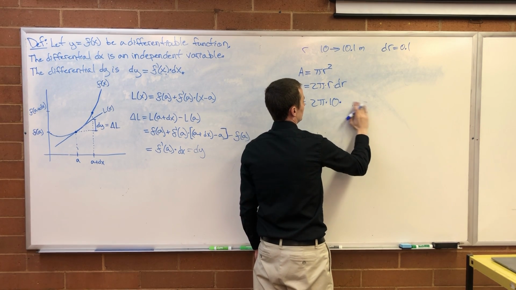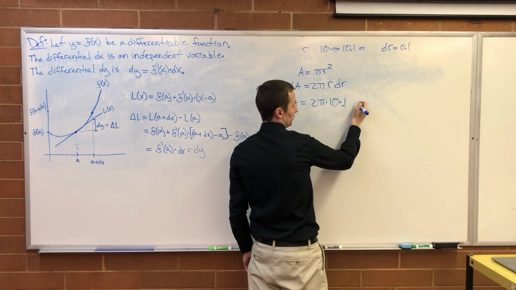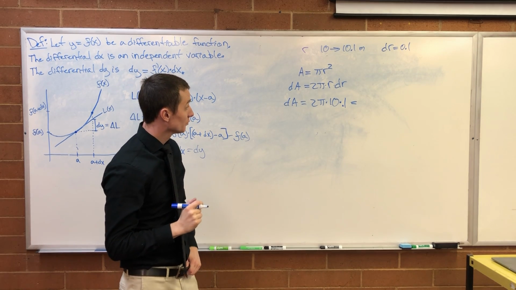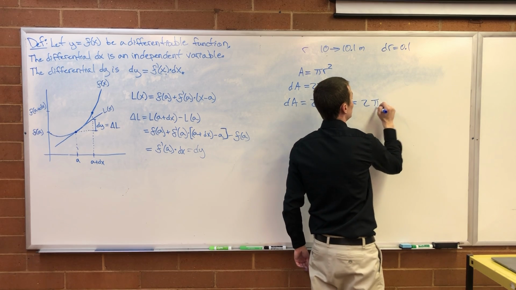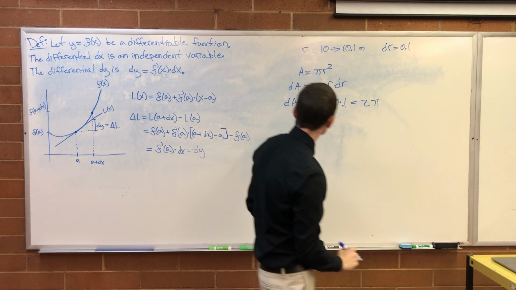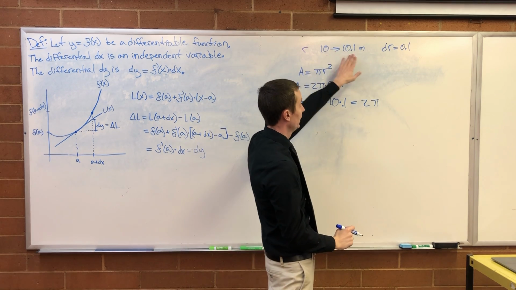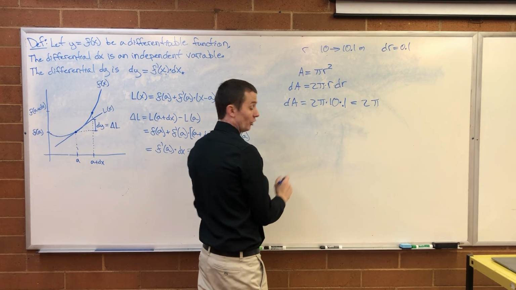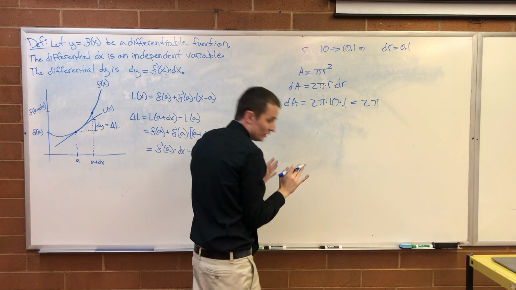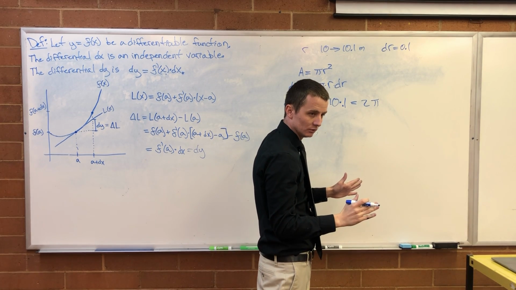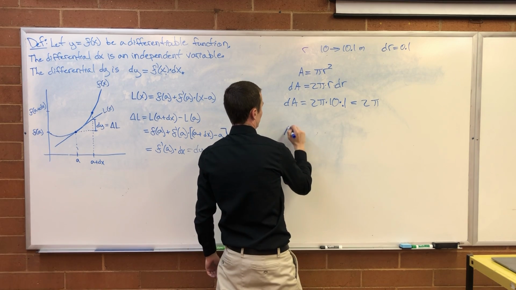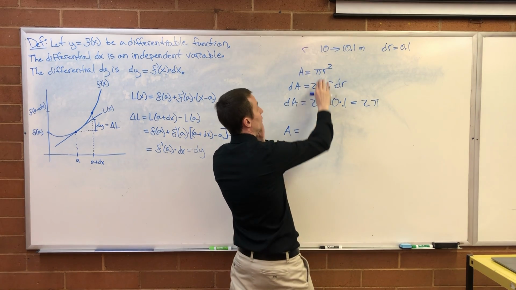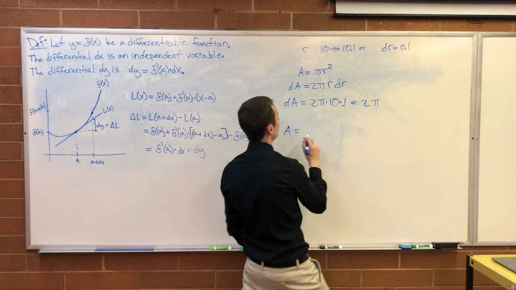Is equal to what? 2 pi. So our area changed roughly 2 pi when our radius went from 10 to 10.1. So now let's just calculate it directly and see how good our approximation is. What is the area of a circle when our radius is exactly 10 meters? Pi times 100. 100 pi, right?